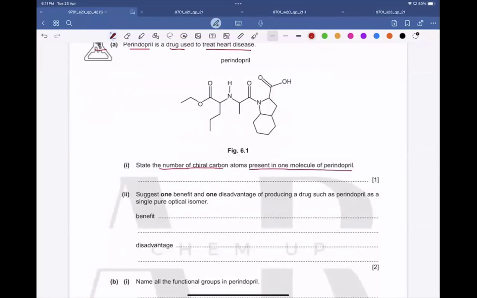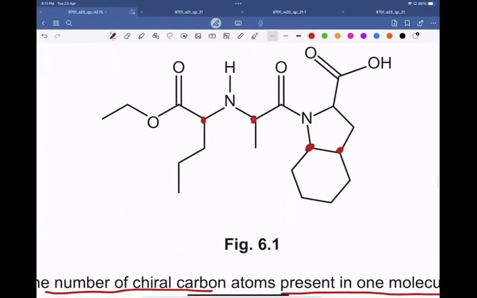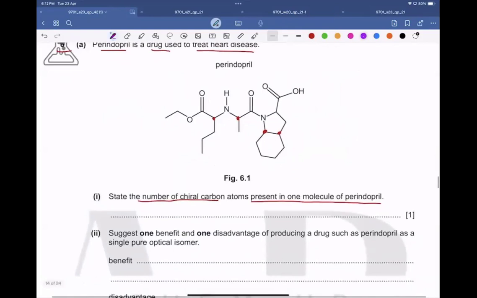Okay, chiral carbons you were telling me, Abdullah. Let me check. Yes, can anyone else tell me how many chiral carbons it has? So this is one chiral carbon. This is the second chiral carbon. This is the third, this is the fourth, and this is the fifth. So if you see, there are 5 chiral carbon atoms in this structure. Okay, so I will write 5.